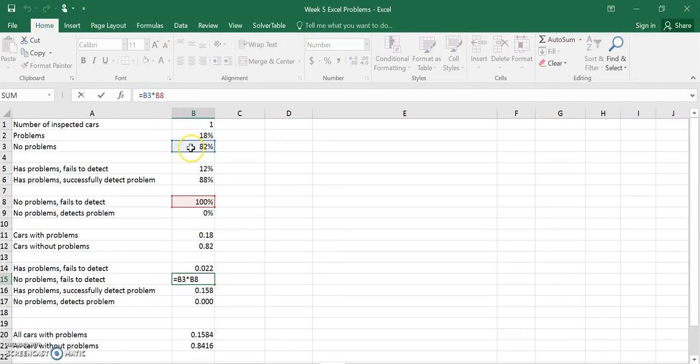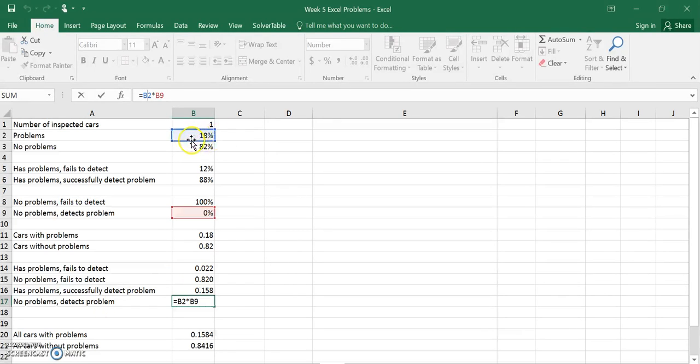Then she did cars with no problems and fails to detect the problems. So this is no problems, fails to detect, so that's 100. And then because they have no problems, you multiply that by the 82. This one is has problems, successfully detects the problem. So has problems and then has problems, successfully detects the problem. Okay, so that's where those two numbers came from. And then this one was no problems and detects problems.